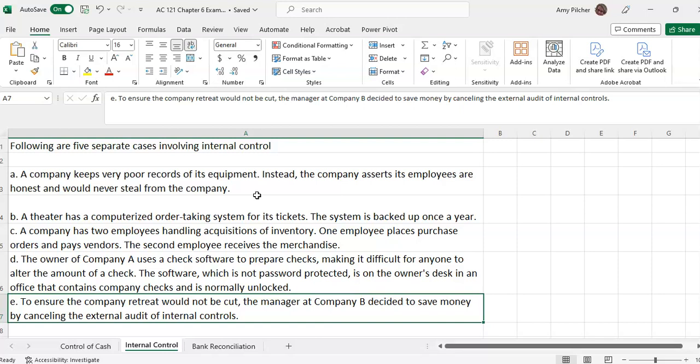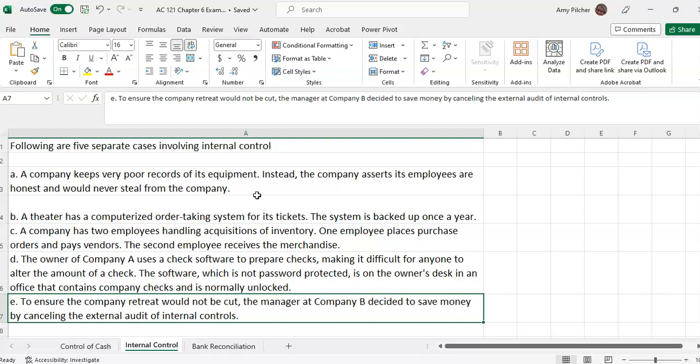Okay, so B, a theater has a computerized order taking system for its tickets. The system is backed up once a year. Okay, so the internal control we're violating here is the technological controls. That system needs to be backed up more often than once a year, and we need to have information on where that backup is stored.